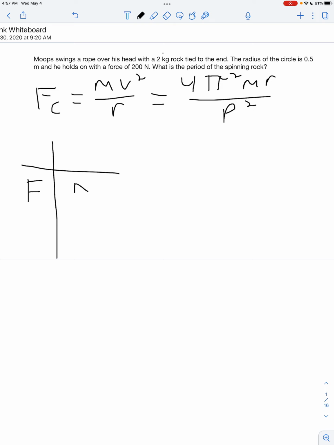That force is measured in newtons. Mass we know is kilograms. Velocity we know is meters per second. Those are pretty obvious. R is the distance. It is measured in meters. And P is the period. The period is the time it takes to make one circle. So that's measured in seconds. Just like in waves, it's the time it takes to make one wave, period. Period is the time it takes to make one circle.